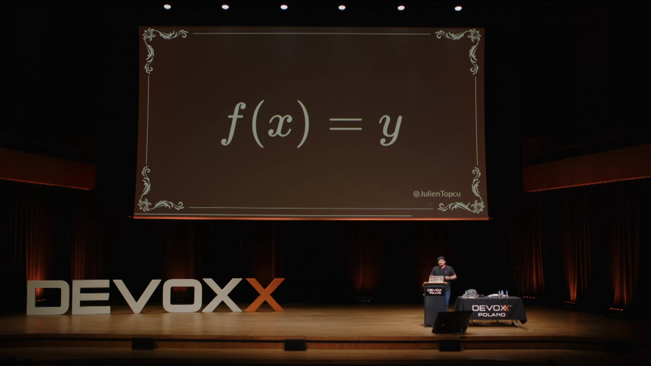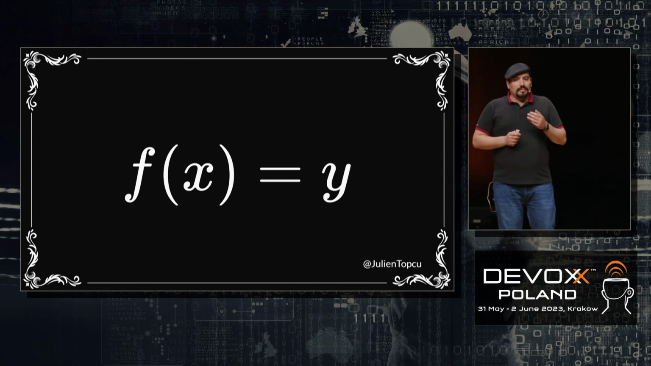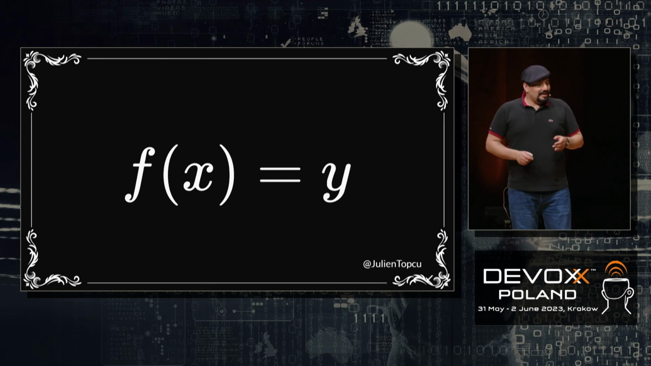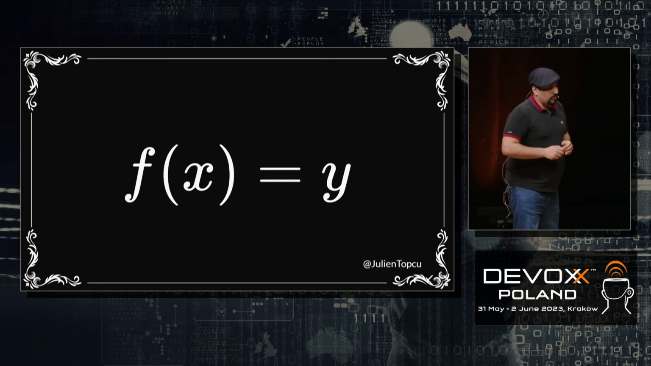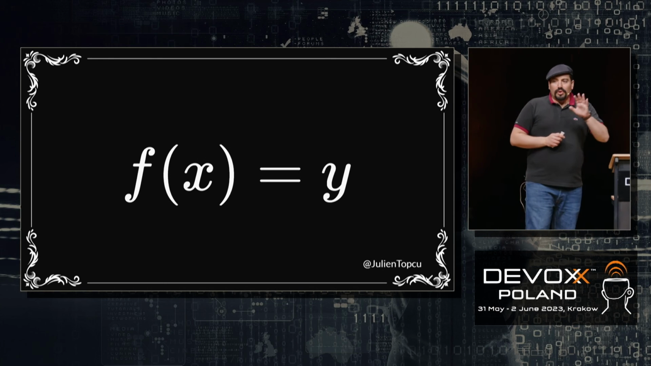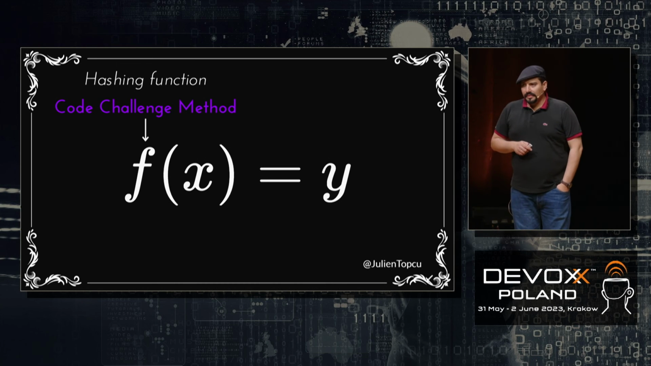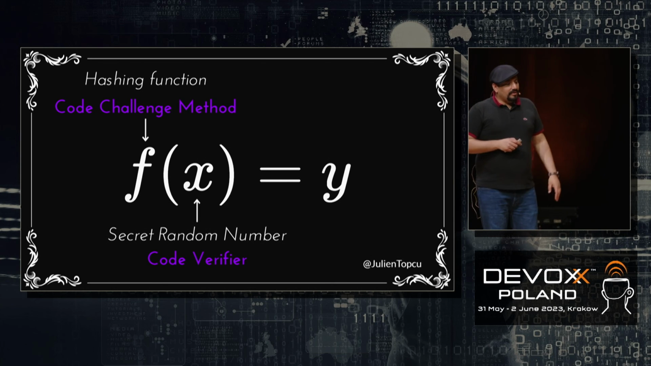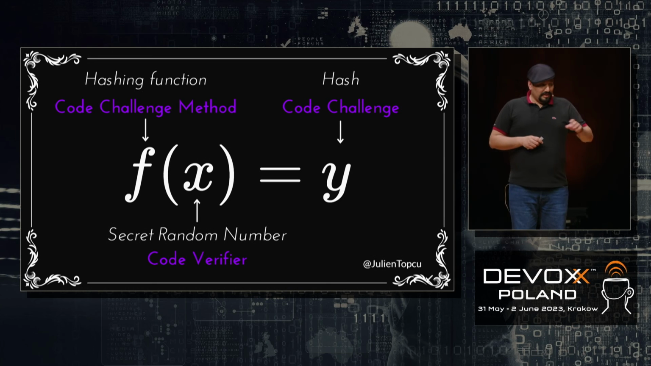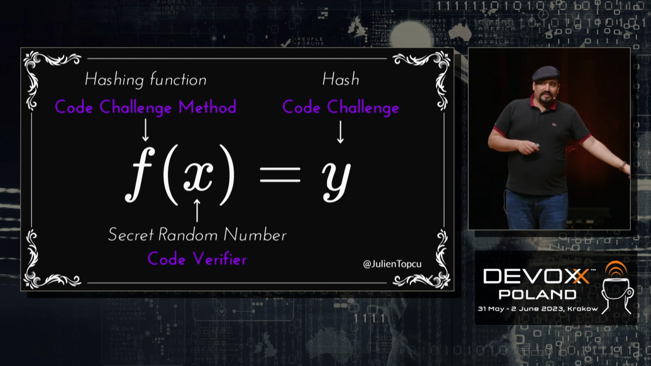So we improved the implicit flow with a hash function. A hash function, like I said, is something that is one-way. You can get the y from the x, but the inverse is not true. It's quite difficult. So if we have to put some vocabulary here, the function is what we call the code challenge method. The x is the code verifier, the secret number for the magic trick, and the y is the code challenge. So you can disclose the code challenge method and the code challenge publicly. It won't hurt, because you won't be able to get back the x with that.